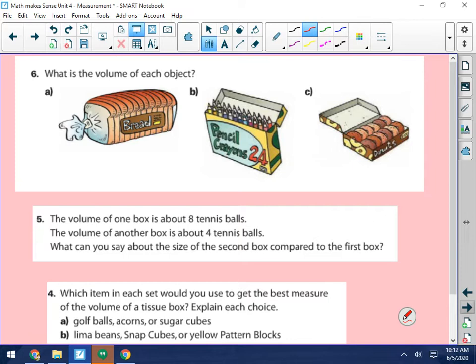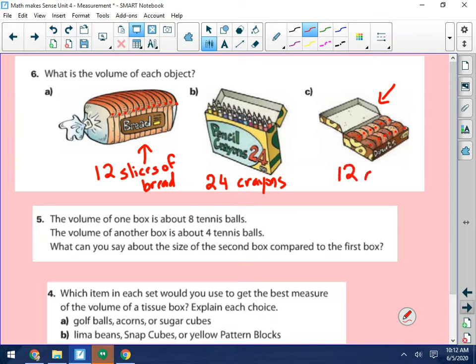If we look at the volume of this bag, the volume of this bag is 1, 2, 3, 4, 5, 6, 7, 8, 9, 10, 11, 12. It would be 12 slices of bread. That's how much that bag can hold. If we look at the volume of this box here, the volume would be 24 crayons. That's how much the box can hold. If we looked at the volume of this box of donuts, it holds 1, 2, 3, 4, 5, 6, 7, 8, 9, 10, 11. The volume is 12 donuts.